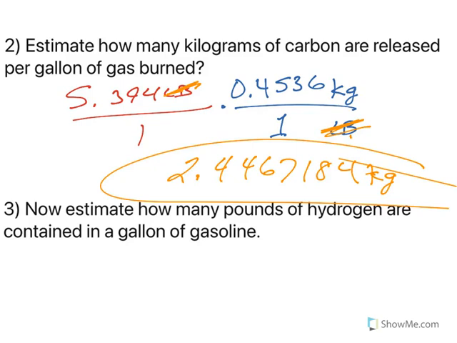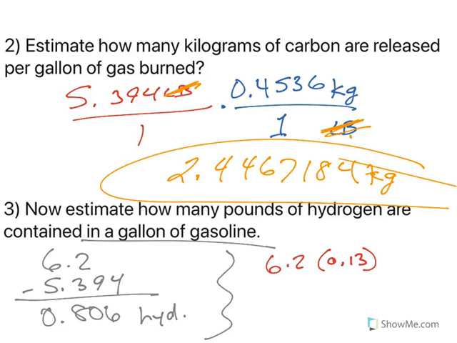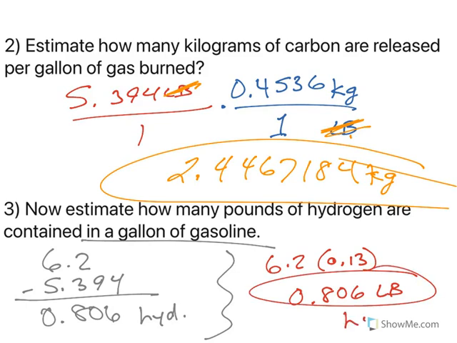Now, let's estimate how many pounds of hydrogen are contained. Well, we have 2 different ways to do this because we're talking about 1 gallon. So we could say, well, 1 gallon is 6.2, and we know that 5.394 is carbon, so the rest is hydrogen. Or you could say, well, I know that 13% of that, so 6.2 times 0.13, either way, we end up with 0.806 pounds of hydrogen, no matter which way you look at it.